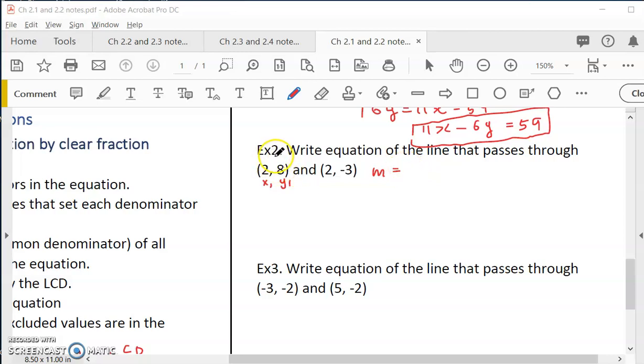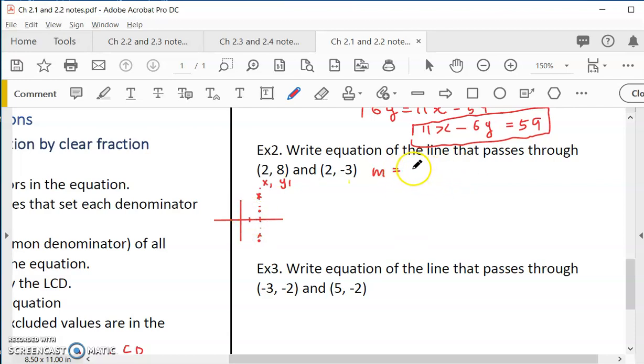So the second example is to write a line that passes through (2, 8) and (2, -3). Usually I casually draw them. 2 is like that, and then 8, so that means here, right? 2 and -3. You can see that they are on top of each other. Seems like it is a vertical line. Do you see? So let's verify.